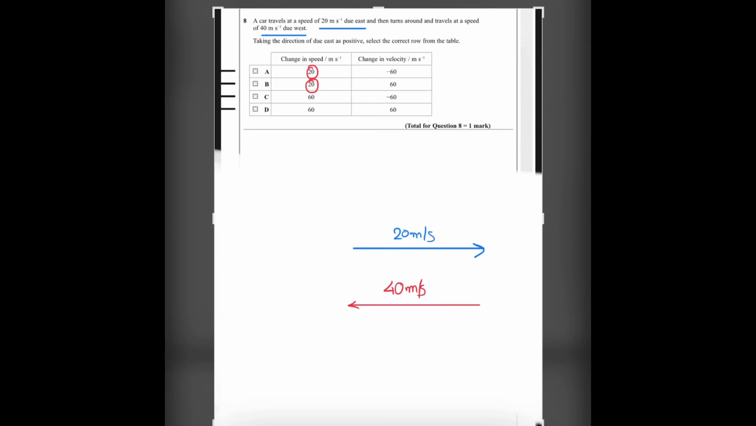So the change in velocity, velocity is actually a vector quantity, right? So it would be 20, and this would be minus 40. So the change in velocity would be minus 40 minus 20. So minus 40 minus 20 is actually minus 60 meters per second. So the change in velocity would be minus 60. So the answer to this question is A.